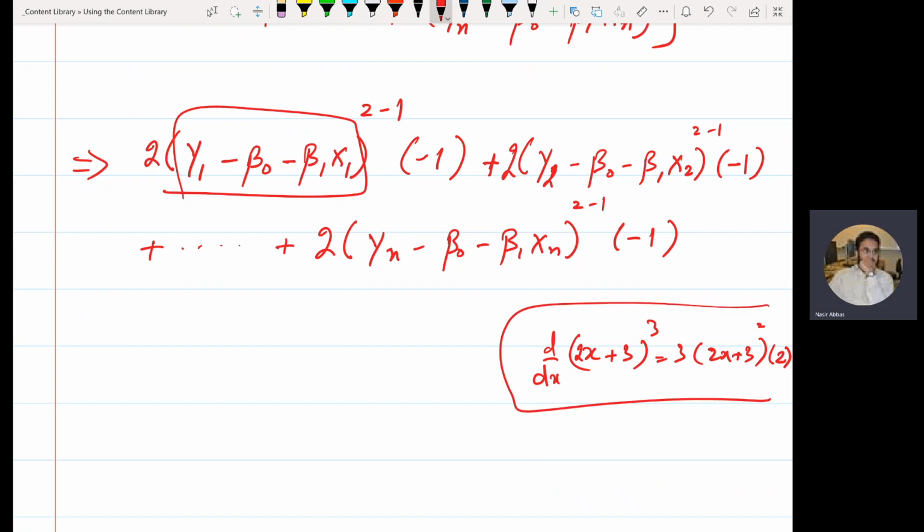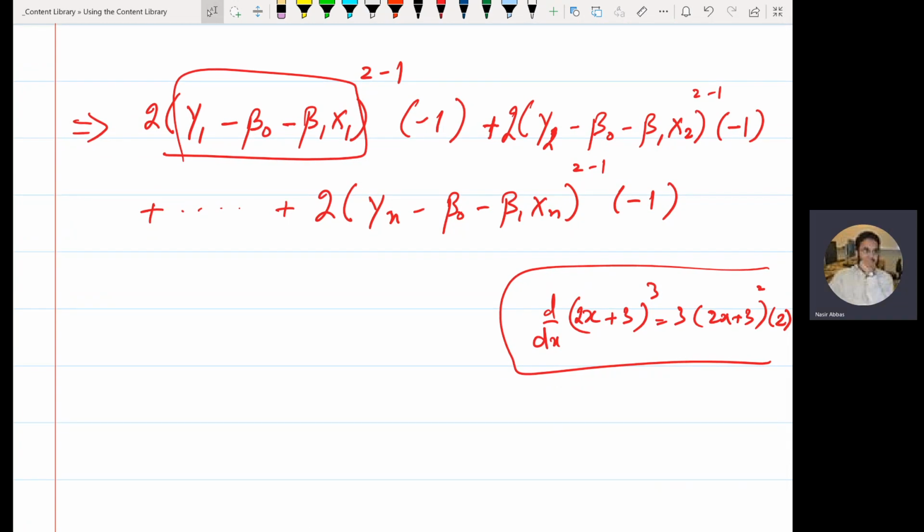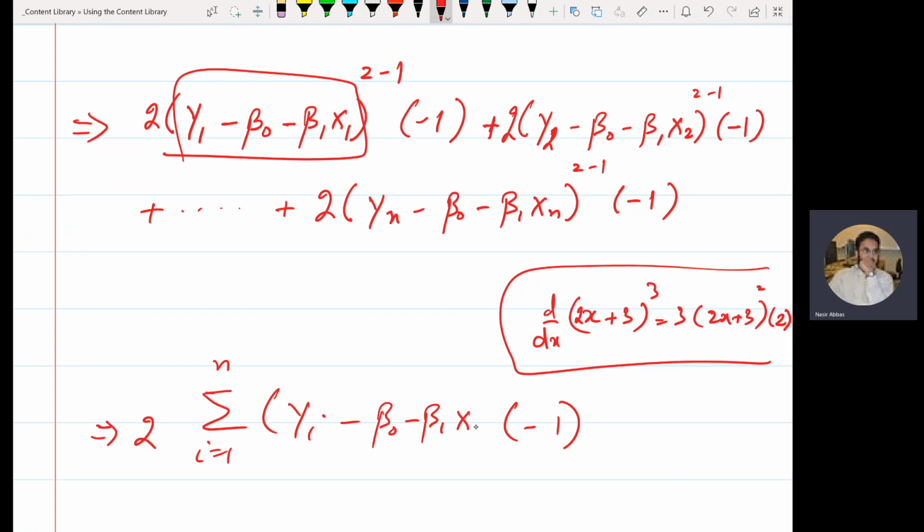Okay, now I'm going to put it back into the summation. I see the pattern again, so I will put it back into the summation. 2 times minus 1 is common in everything, true? 2 times minus 1. Now look at the remaining thing. What is the remaining thing? It's basically summation of yi minus beta naught minus beta 1 xi to the power 2 minus 1. Is it true? Yes. If you open the last summation, do you get the previous step back?